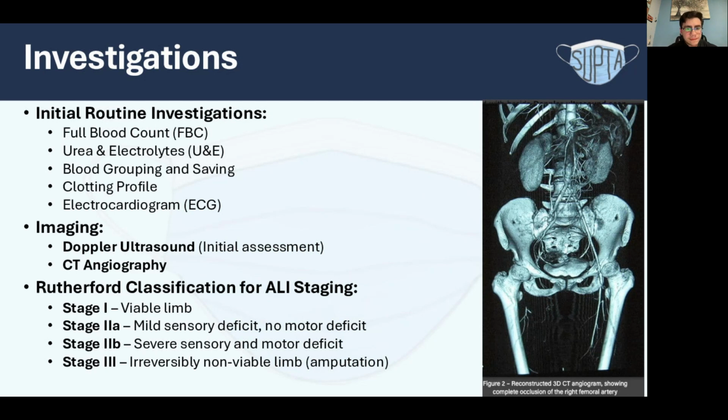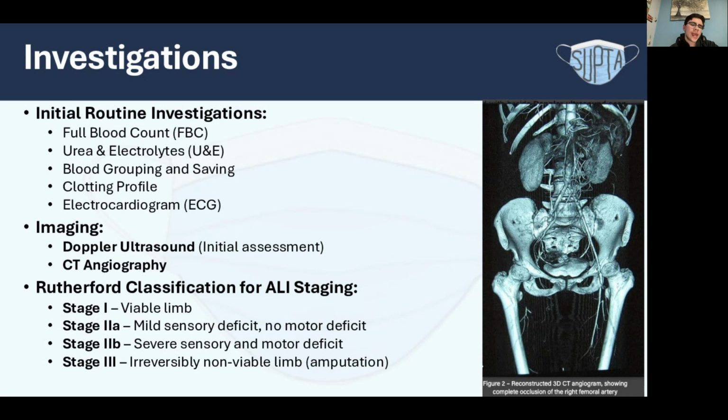So stage 1 is viable limb. It's just as simple as that. I'm just making it as simple as possible. The limb is still viable. The Doppler sound shows some sort of arterial signal. It's not that bad, basically. This is stage 1.